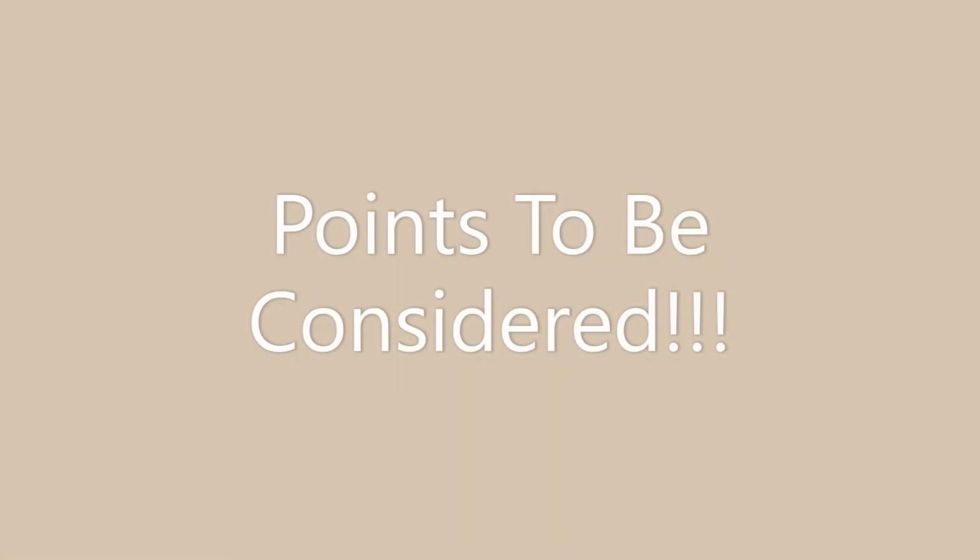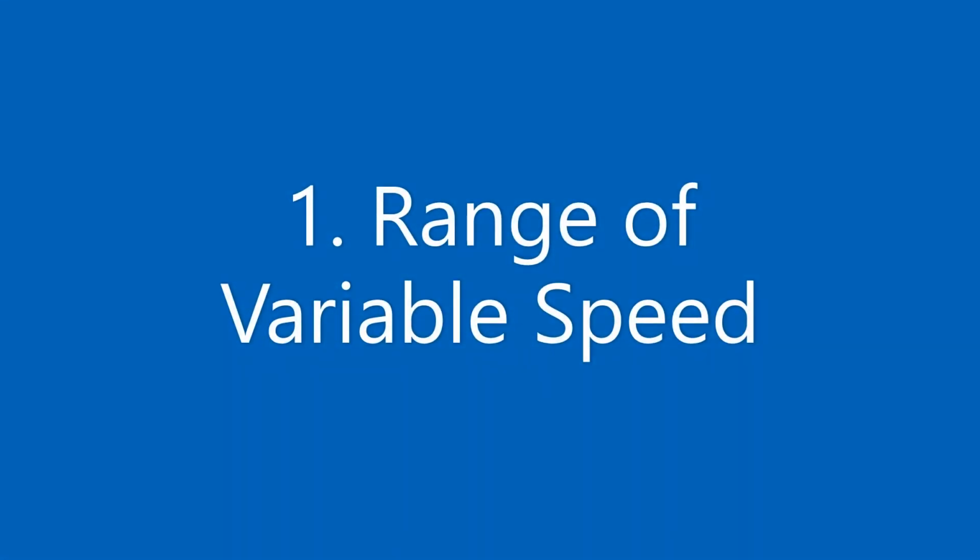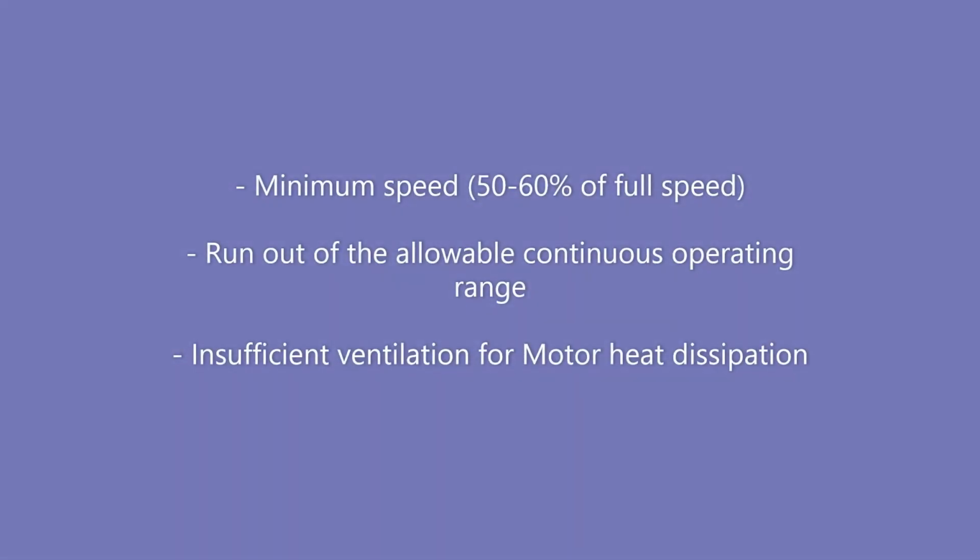So, what are the points to consider when applying variable speed pumping? When applying the variable speed pumping, the following shall be considered. 1. Range of variable speed as indicated earlier. The minimum speed shall be considered 50 to 60% of full speed due to the pump and motor design.